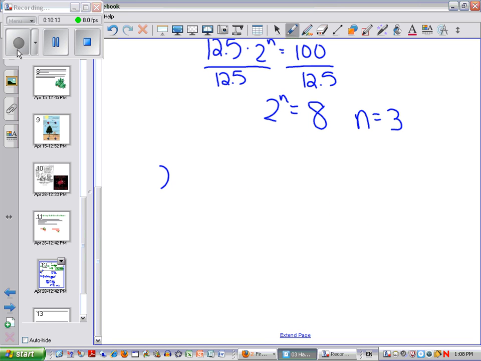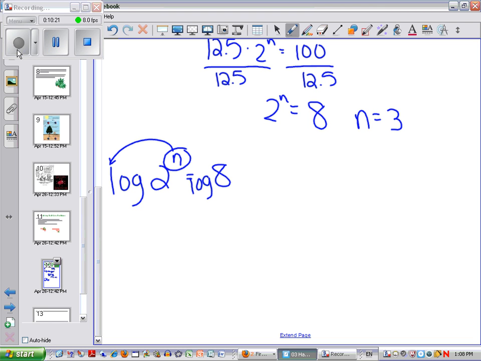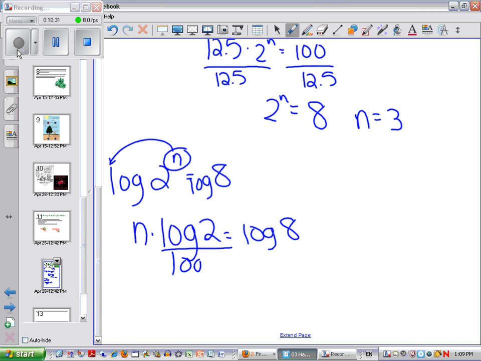When you have something to an exponent, what you can do is take the log of both sides. When you take the log of an exponent, it's the same thing as multiplying by that exponent. So log of 2 to the n is the same thing as n log of 2. And then you can just divide both sides by log of 2. So in your calculator, if you type log 8, close parentheses, divided by log 2, close parentheses, you should get 3.